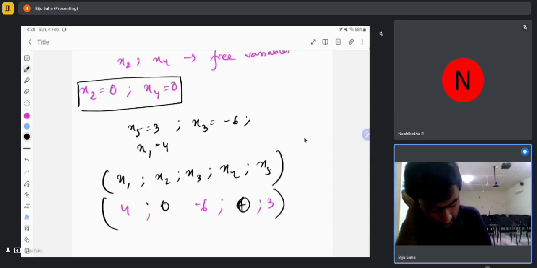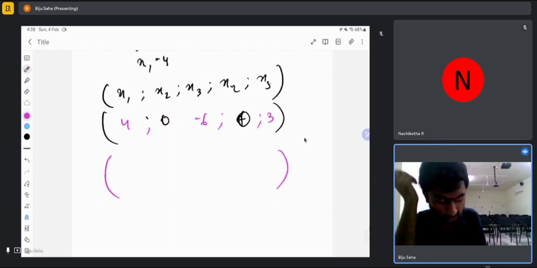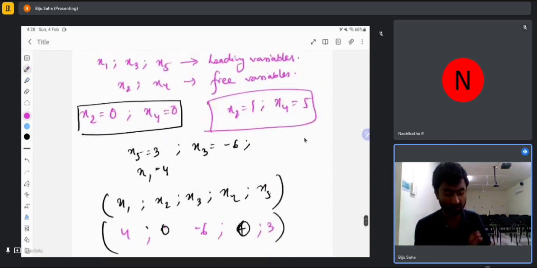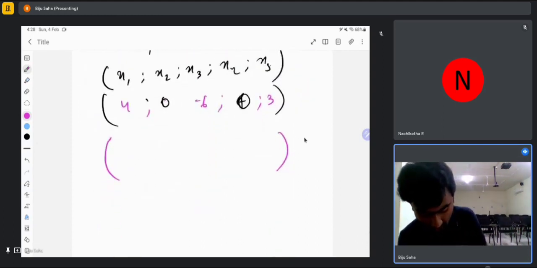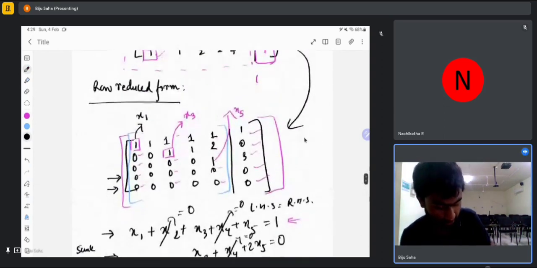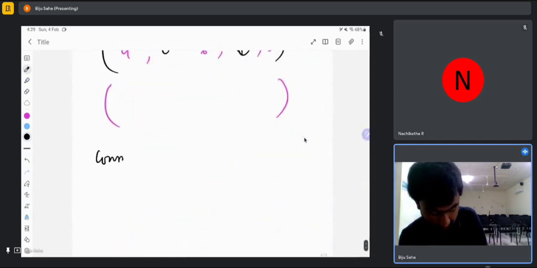You can even choose, let's say, x2 equal to 1 and x4 equal to 5. Then you will obtain a different set of values. Likewise you can keep on choosing the free variables to be any value and get an infinite number of such solutions. So that brings us to the conclusion that this set of equations represented by this matrix form is consistent, because we could solve them, but there is no unique solution. It is non-unique and has infinite solutions.